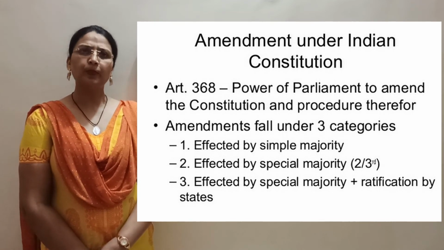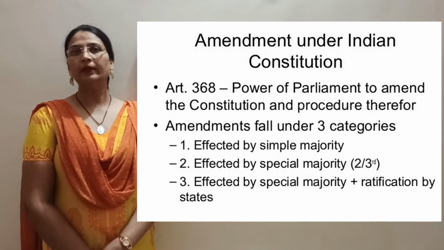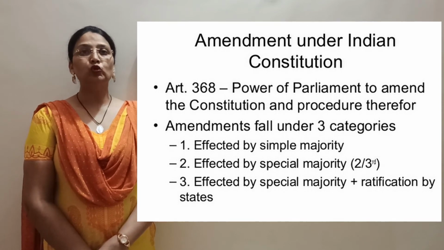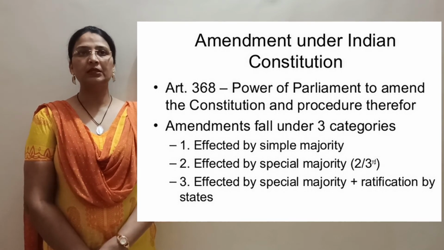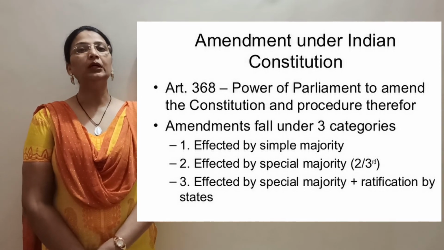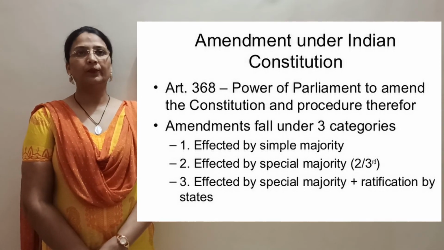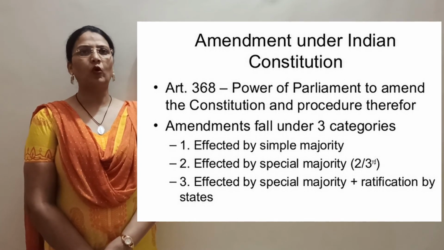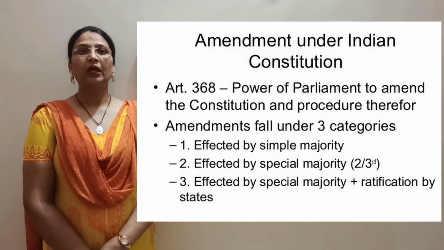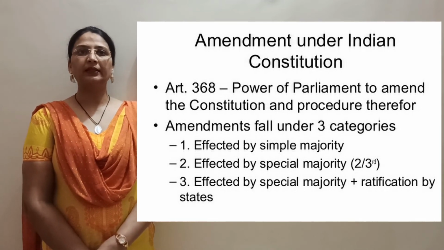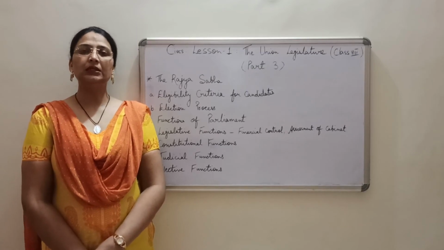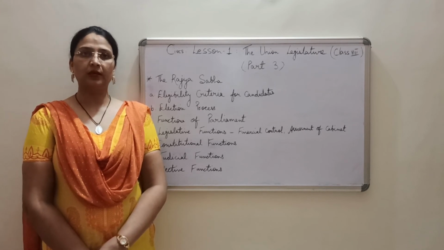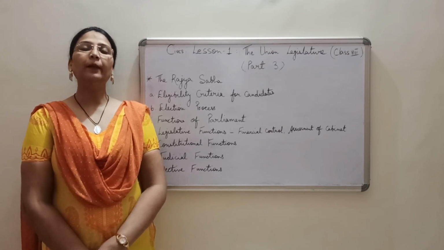Second one, the special majority. These bills need to be passed by the majority of the house and 2/3 of the members present and voting in each of the houses. The third one, a special majority and consent of half of all the state legislatures. These bills are to be passed by the special majority in each house. Along with this, at least half of the state legislatures should give consent to the bill.